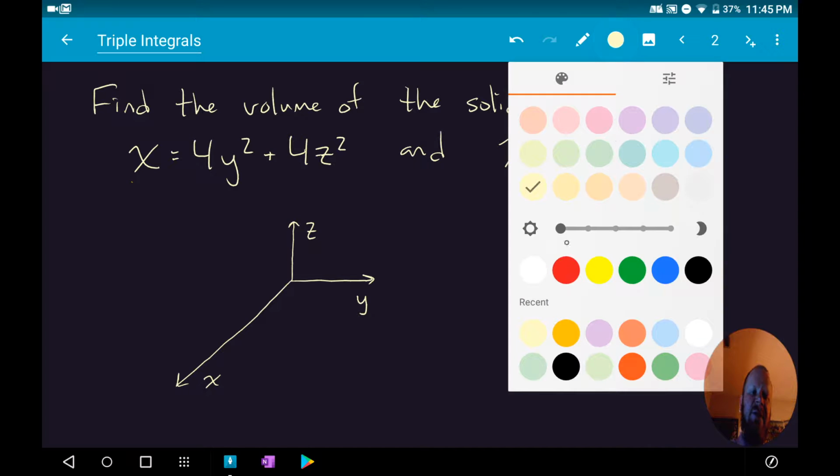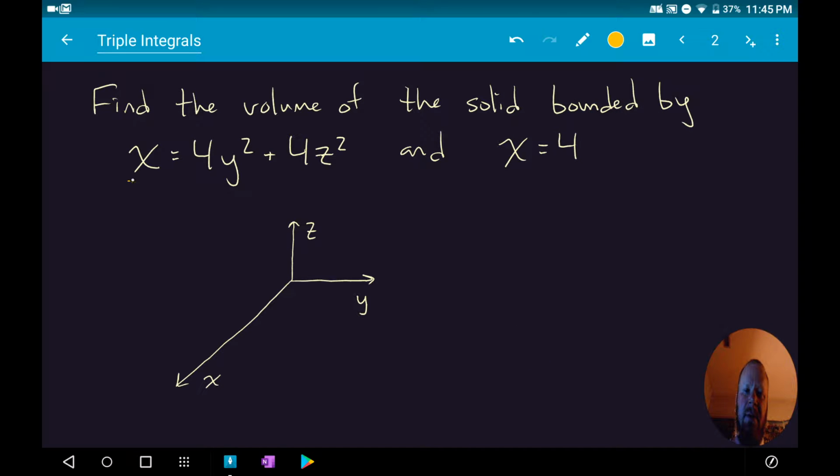So if I'm sketching this one, right, we know what x equals 4 looks like. That's just a plane, right, at 1, 2, 3, 4. That's the plane of all the values where x is equal to 4. So we'll sketch that in just a second. But if we want to sketch this one, we can kind of make our coordinate plane traces.